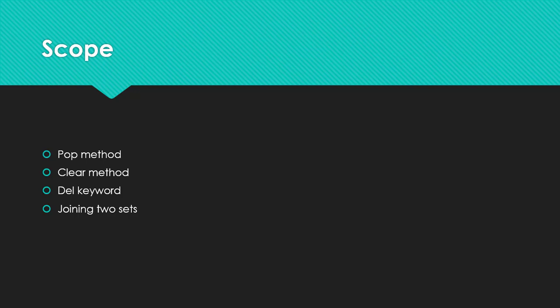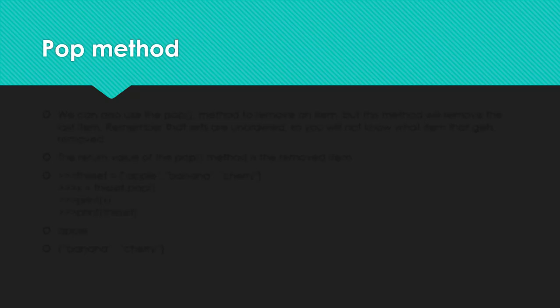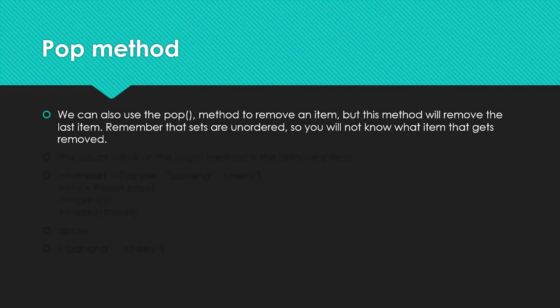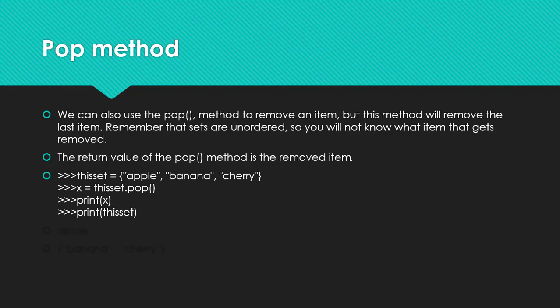Let's get started. The pop method. We can also use the pop method to remove an item. In the previous video itself, we discussed the remove method to remove an item from a set. We can also use the pop method instead. This method will remove the last item. Remember that sets are unordered, so you will not know what item gets removed. Let us see how we can use it. So the pop method basically removes the last item from the set, but we don't know which item it would be. It would be basically a random item from the set.